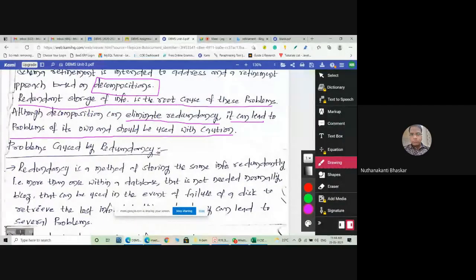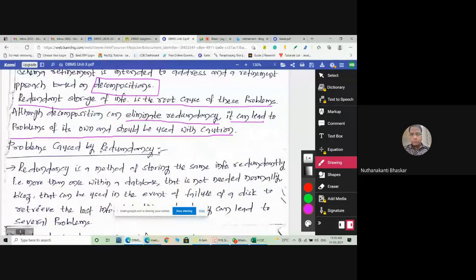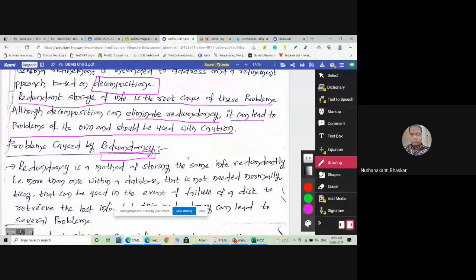Now, I told you, when we want to perform schema refinement, you must use decomposition. The decomposition is going to avoid the redundancy. Right. Now, because of this redundancy only, we are performing this schema refinement, correct? We implement schema refinement because of the redundancy, correct? Yes or no? Yes, sir.